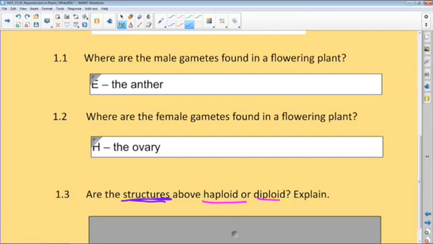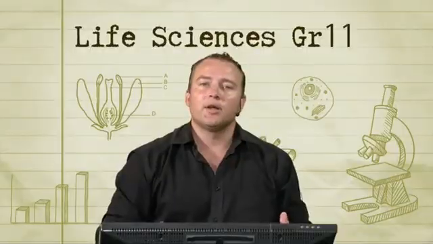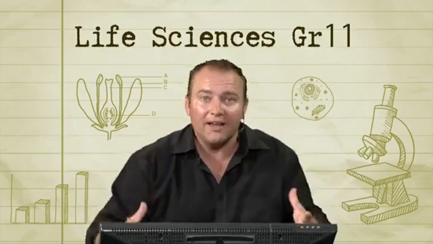Now, we're asking, are the ovaries and the anther haploid or diploid? Okay? They didn't ask whether the gametes are haploid or diploid. They asked, are these structures haploid or diploid? And come on, are the structures the sex cells? No, they house the sex cells. They make the sex cells, right? So are they haploid or diploid?